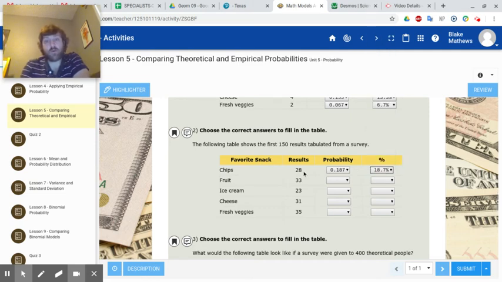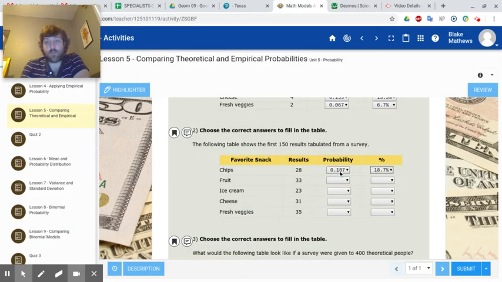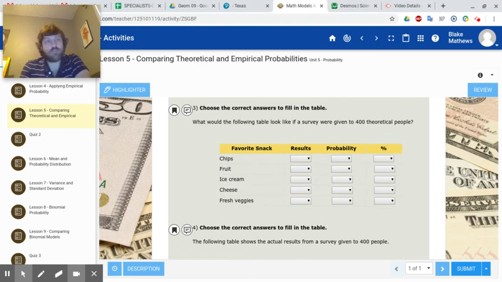So let me just back up real quick. I did 28 out of 150. Got this. That's the answer for the probability. And then that's the answer for the percentage. And you do that for each one of these rows. I'm not going to go through every single one because you just need to do each one in turn. 33 out of 150. Find the probability. Convert the probability into a percentage and do it for each row. And then going down here, again, same deal.